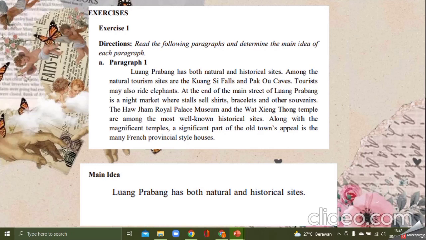At the end of the main street of Luang Prabang is a night market where stalls sell bracelets and other souvenirs. The Royal Palace Museum and the Wat Xieng Thong temple are among the most well-known historical sites. Along with the magnificent temples, a significant part of the old town is the main provincial style house. Main idea: Luang Prabang has both natural and historical sites.